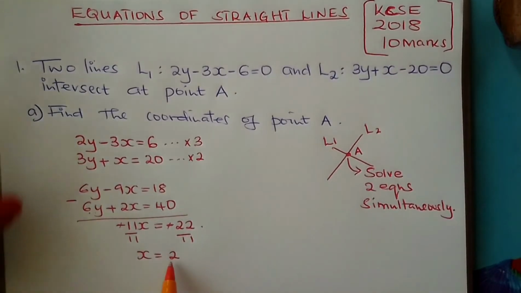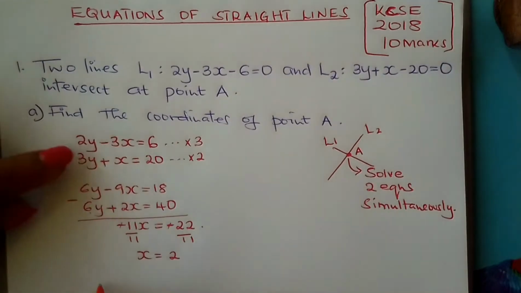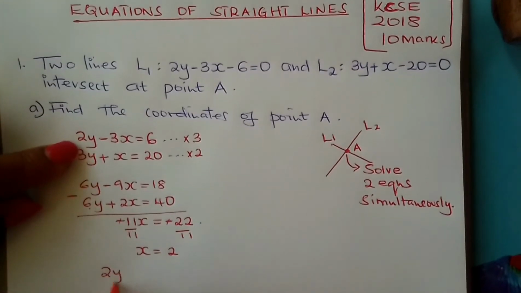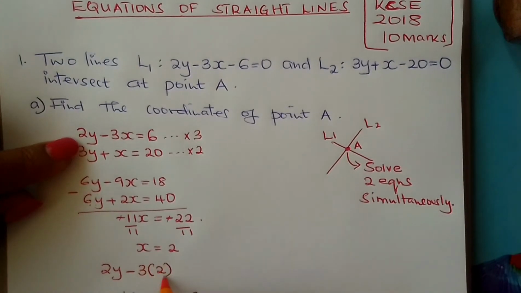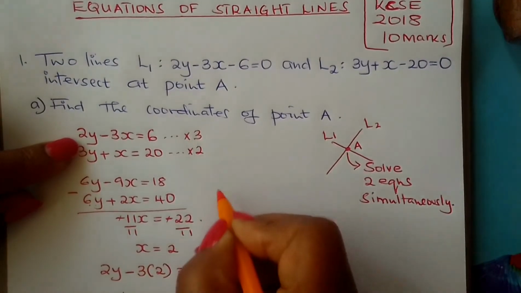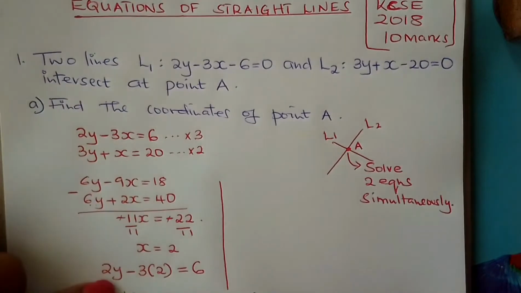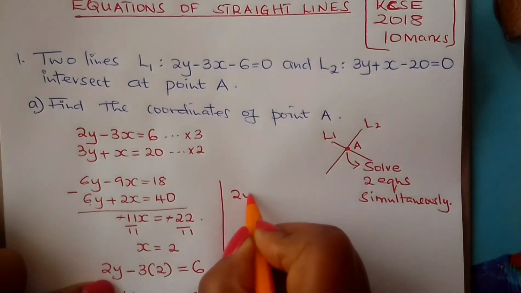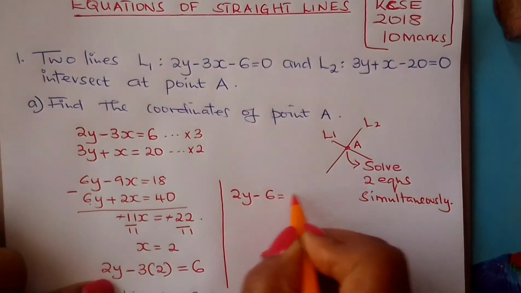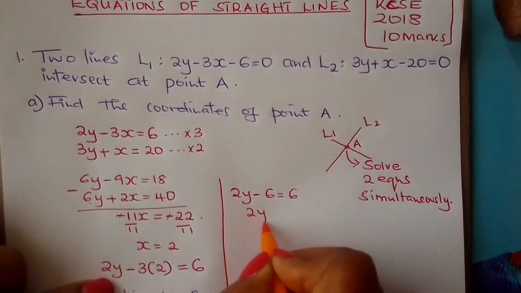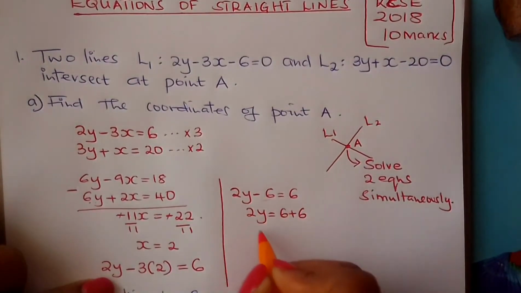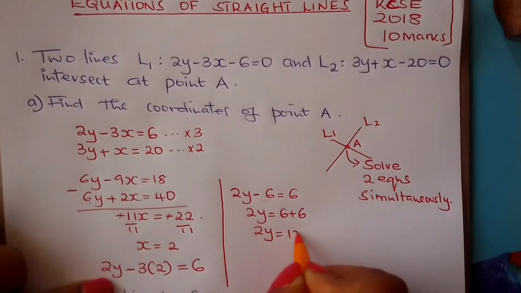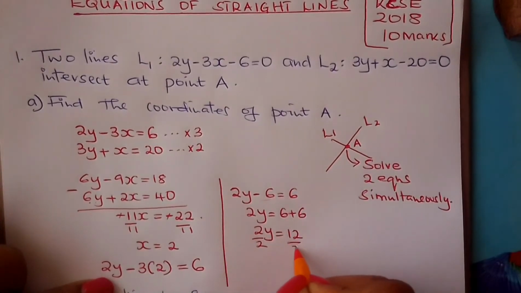If your x is 2, what is your y? You can use the first equation up here. You talk of 2y minus 3 in brackets, fix your 2 there, is equals to 6. And therefore 2y minus 6 is equals to 6. 2y is equals to 6, learner, plus 6, taking this to the other side. 2y is equals to 12, divide by 2, your y is 6.